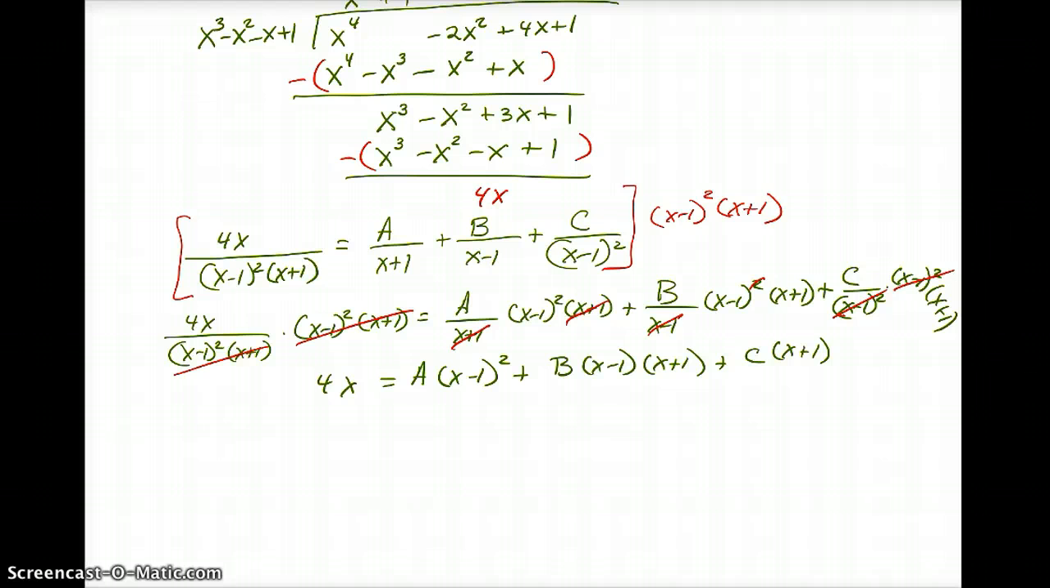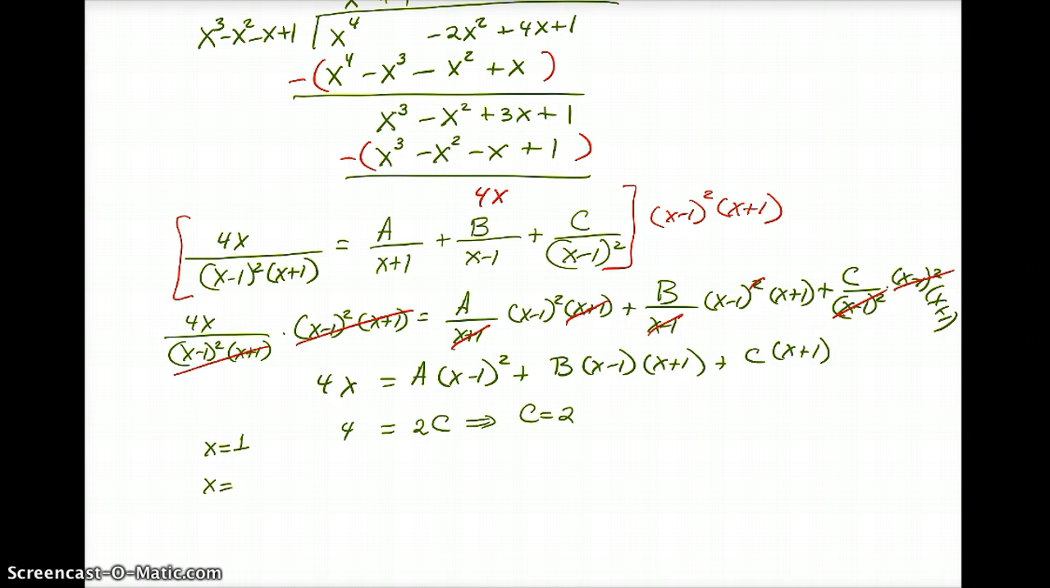And again, a good strategy is to plug in values of x that simplify that equation. So I can see that if x equals 1, I'm going to get 4 on the left. Then the A term is 0, the B term is 0, and the C term is 2C. So C is 2.